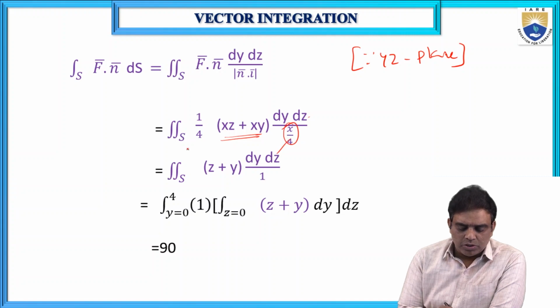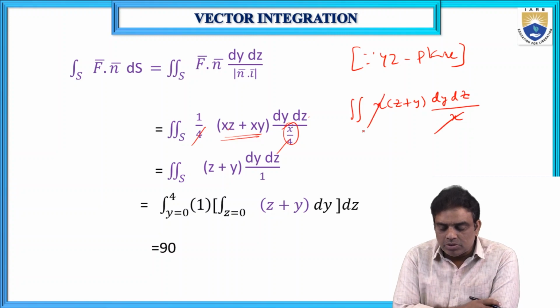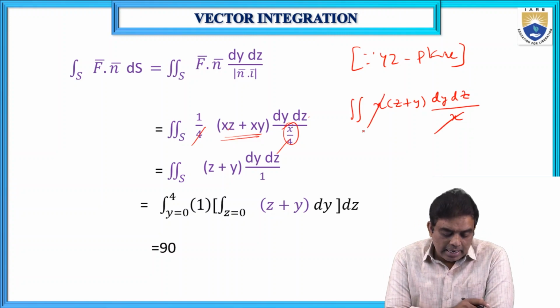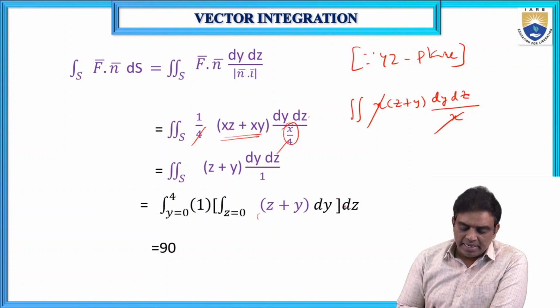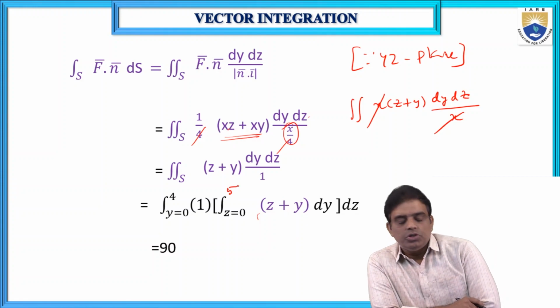So the 4 gets cancelled. Taking x out, double integral of x into z plus y, dy dz, divided by x, and the x also gets cancelled. So we get the double integral of y plus z dy dz, that is z plus y dy dz. The limits: z varies from 0 to 5.